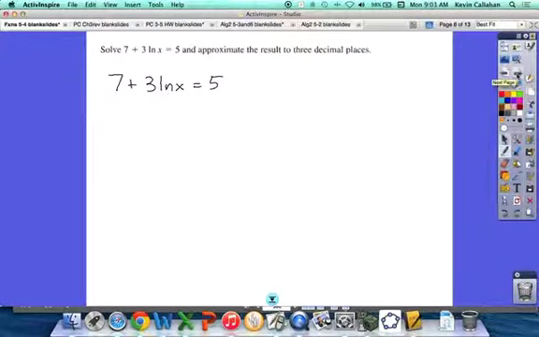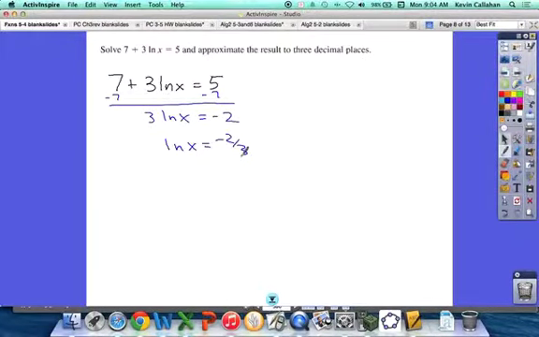Okay, logarithms. So we did the standard procedures to solve an exponential. Now the standard procedures to solve a logarithm. First step, as always, isolate. What do I have to do to isolate this? Subtract 7. 3 ln of x equals negative 2. Then divide by 3. ln of x equals negative 2/3.